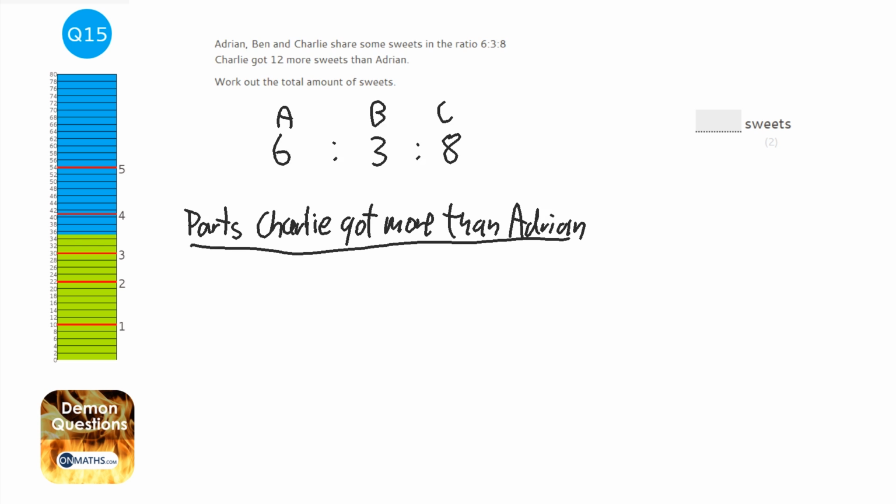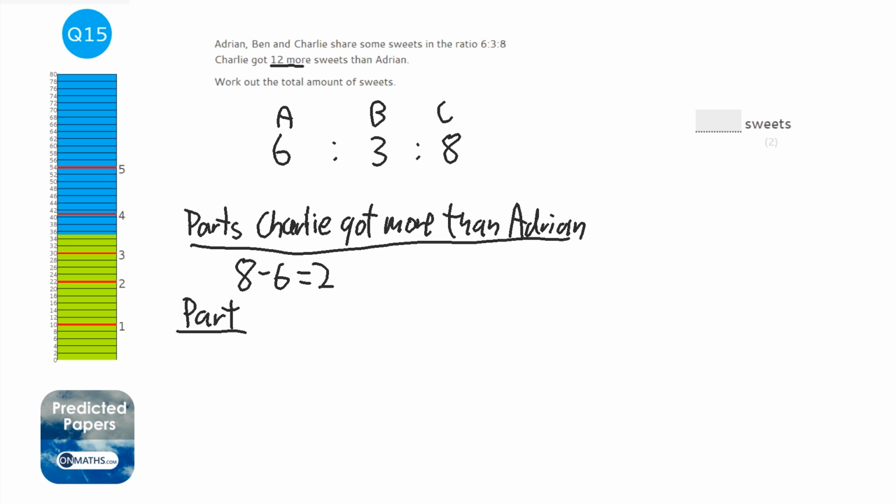Okay, so he got 8 take away 6 is 2. So he got 2 more parts. And so let's have a look and see what one part is worth. So those 2 parts equates to 12 more sweets. So we do 12 divided by 2, 6. So each part is worth 6 sweets.